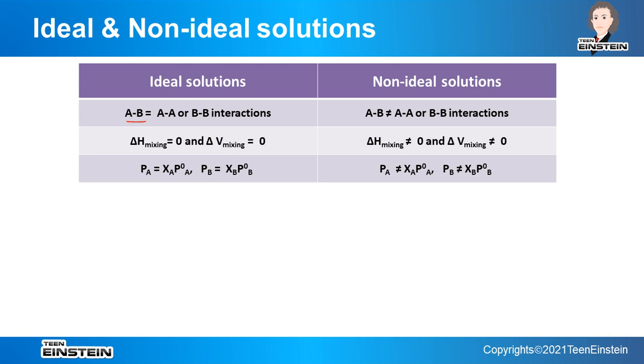So before forming the solution, there will be only AA type of interaction or BB type of interaction. And after mixing, there will be a new type of interaction which is between one A component and one B component. If this type of interaction is just like AA interaction or BB interaction, then it will form an ideal solution. But if it is not equal to AA or BB type of interaction, then there will be deviation from ideality.